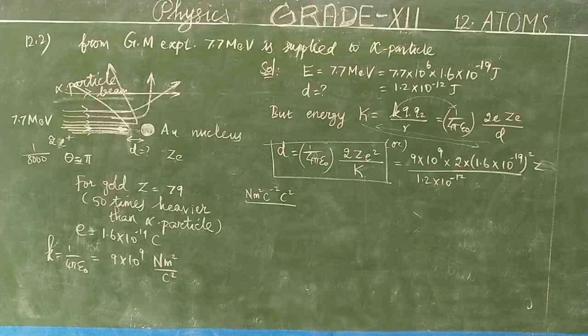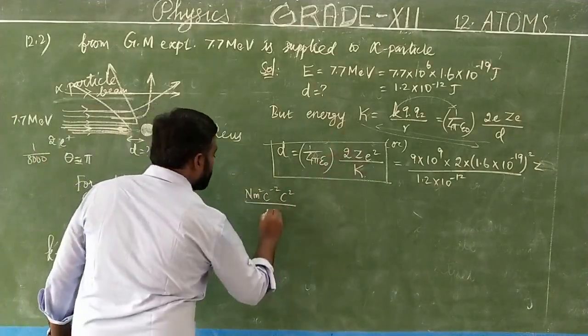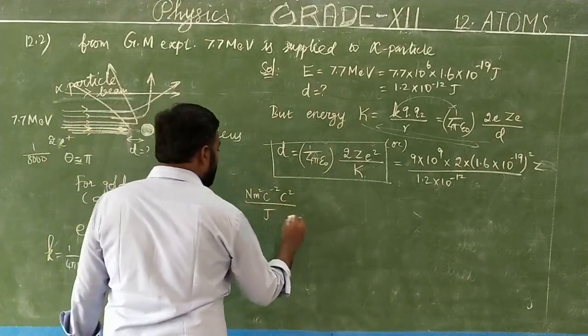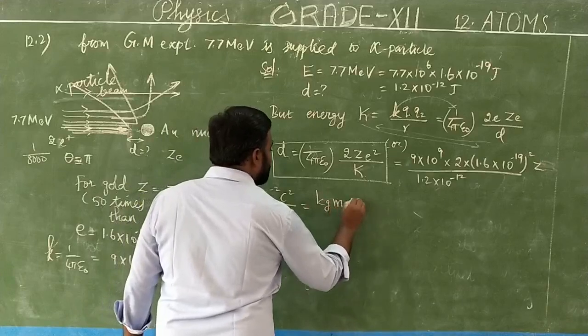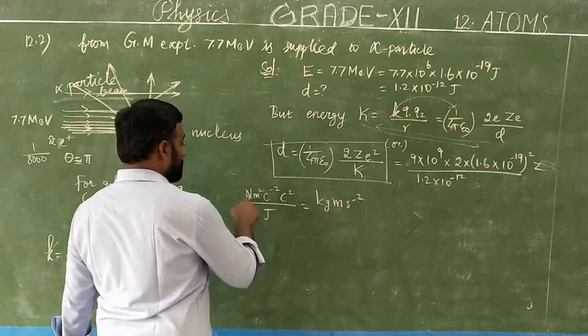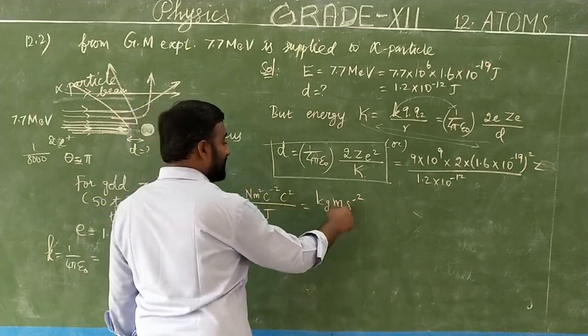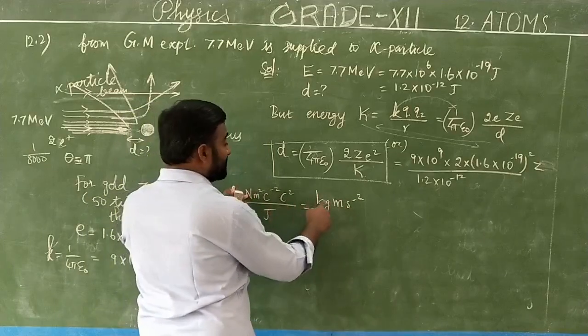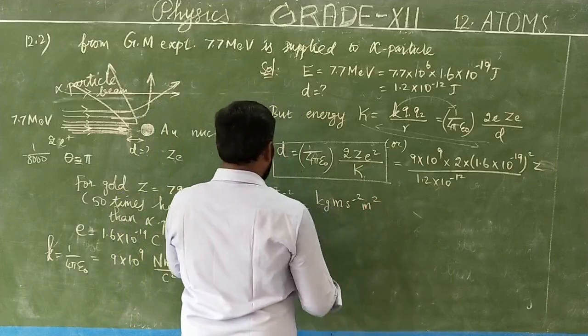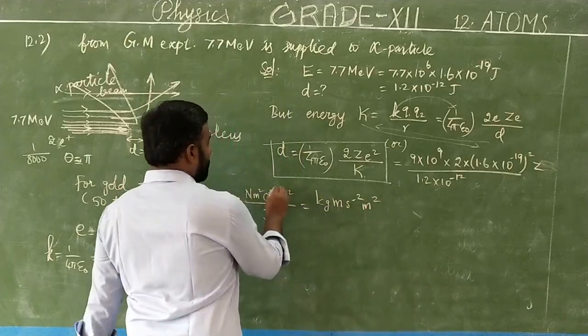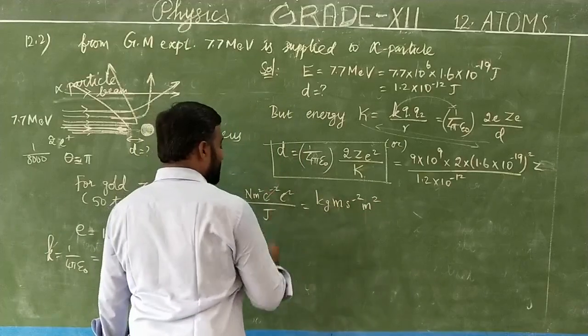It's a joule. So the energy is a joule only, no? So joule. Okay. Further we can rearrange. So Newton we can write as kilogram meter second inverse square, because F is equal to m, so mass into acceleration. Instead of Newton you can write mass into acceleration, and meter square is there. Okay. And this Coulomb power minus 2 and Coulomb square both get cancelled.